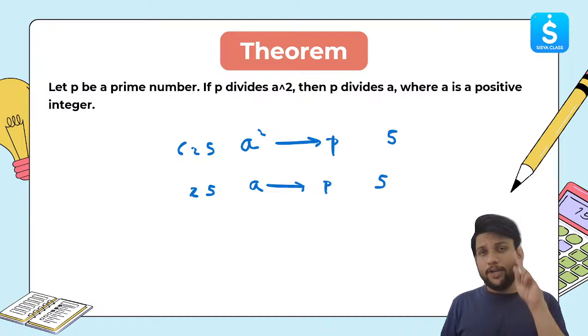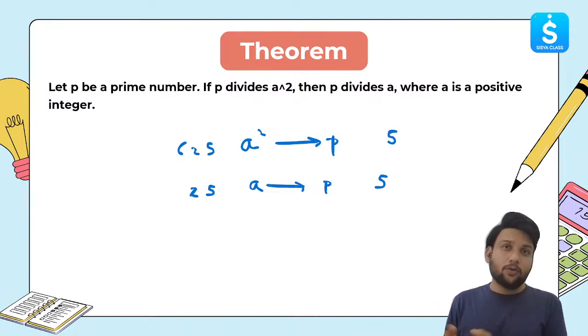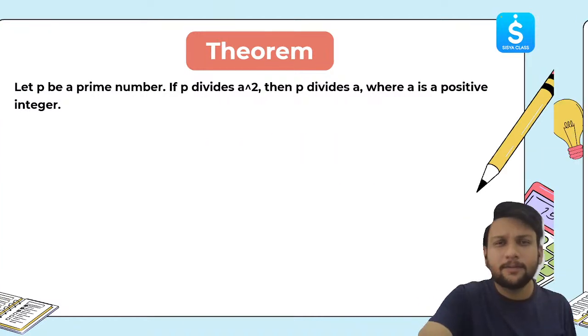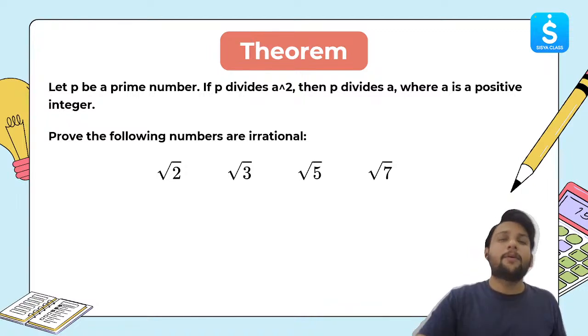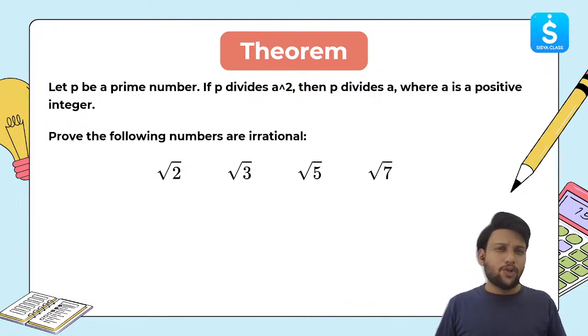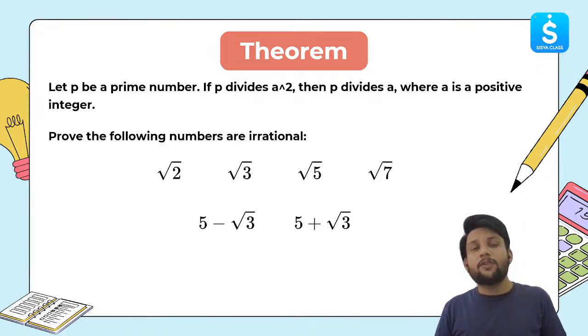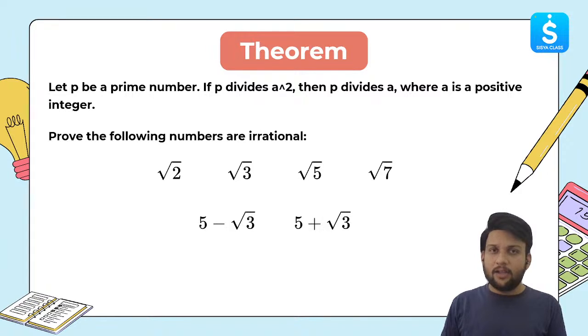There can be only two types here as well. Let's go through both the types. The first type, of course, will be to prove numbers that occur singularly, like root 2, root 3, root 5, root 7. We will just follow one simple procedure. Next, we have a plus b or a minus b. For example, we have 5 minus root 3 or 5 plus root 3, and we have to prove them irrational. Now, how to prove them?